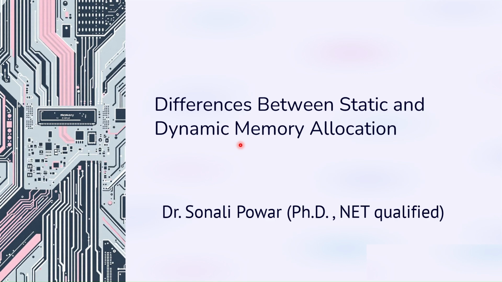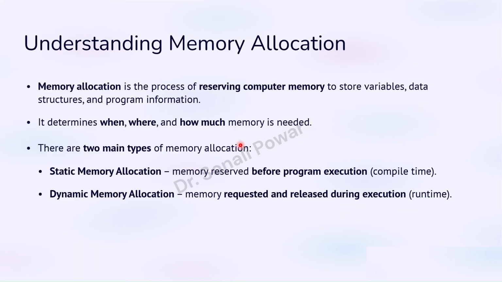In this video, we will see the difference between static and dynamic memory allocation. Let's start. First of all, see what is the meaning of memory allocation. It is a process of reserving computer memory to store variables, data structures and other information. It determines when, where and how much memory is needed.